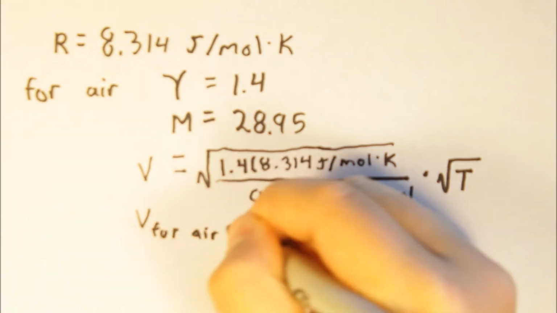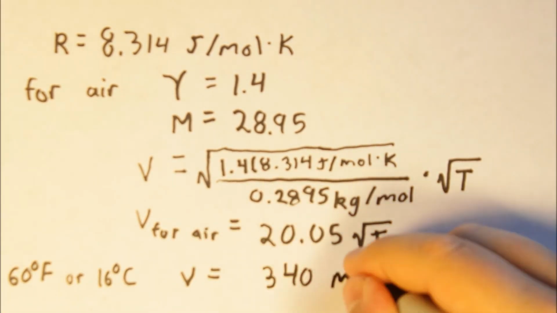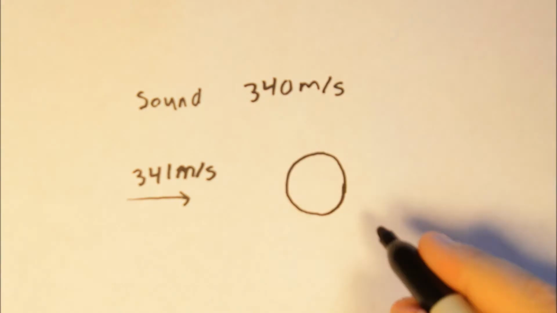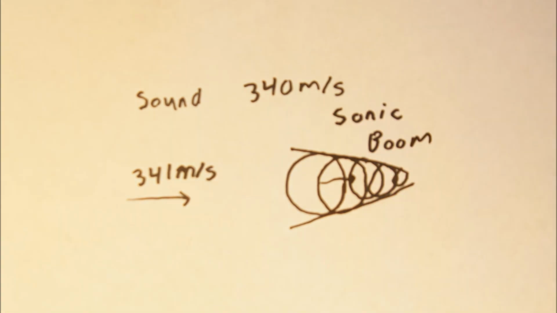In 289 degree Kelvin air, or 16 degrees Celsius or 60 degrees Fahrenheit, sound will travel at about 340 meters per second. Now say in that same air you're traveling at 341 meters per second. You will start to travel in front of the waves you create, and this will lead to a buildup of sound, which is a shock wave that we call a sonic boom.